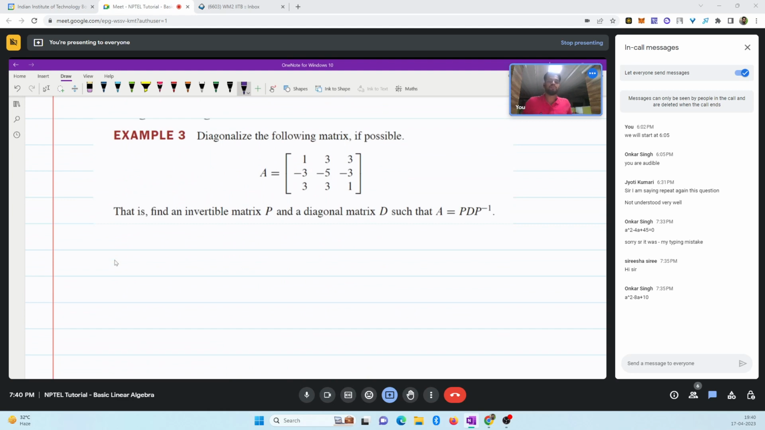So we will move to a slightly non-trivial example. We are given a 3 cross 3 matrix. Now we need to find a diagonal matrix D and an invertible matrix P such that A can be written in the form P D P inverse.